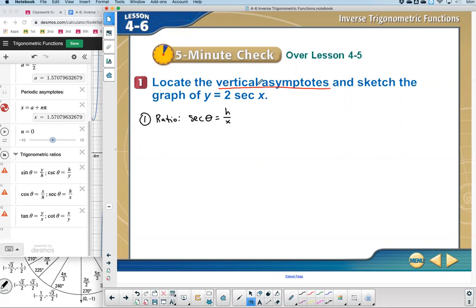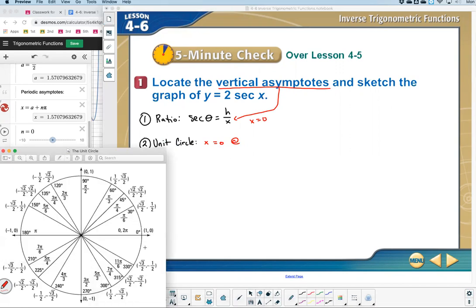If a vertical asymptote is created whenever we divide by 0, then what I need to do here is solve for when x equals 0. And as stated by a student earlier, what's the best way of solving for when x equals 0? The unit circle. We're going to use the unit circle and determine when x actually equals 0. So what angle does x equal 0 at?